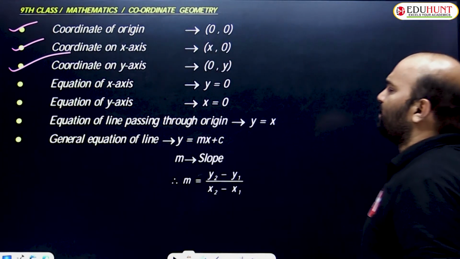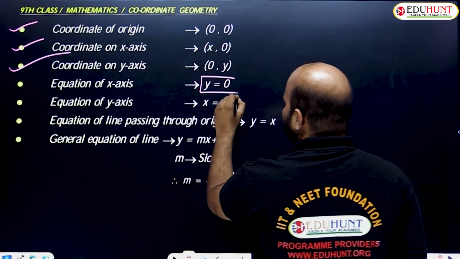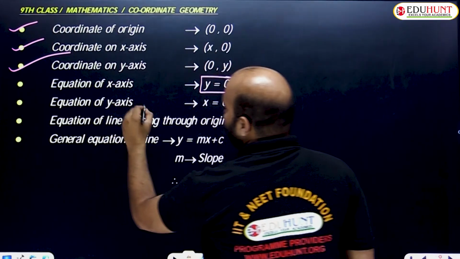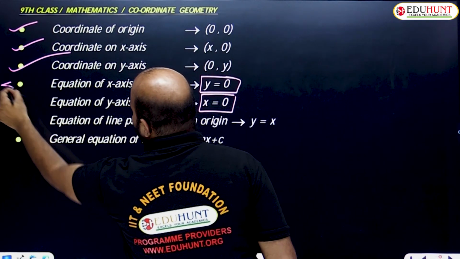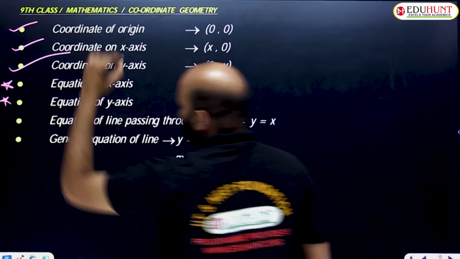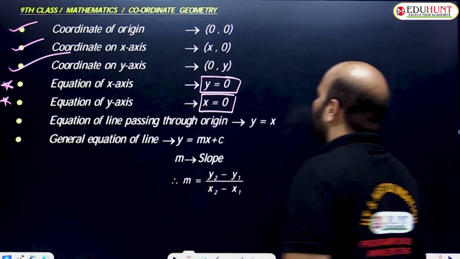Next one, equation of x-axis. I already told you, the equation of x-axis is nothing but y equals 0. Similarly, the equation of y-axis is x equals 0. Am I clear? These are very important pinpoints. Am I clear? So next one, equation of a line passing through origin.